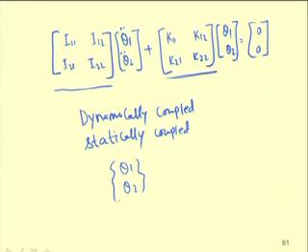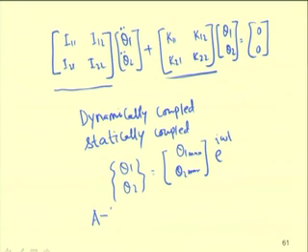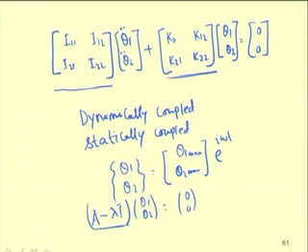So, to find the solution of the system, one can assume theta 1, theta 2 to be theta 1 max, theta 2 max into e to the power i omega t, and substitute in this equation. Then this equation will reduce to an eigenvalue problem, that is (A minus lambda I) times theta 1 theta 2 equal to 0. So, solving this eigenvalue problem, A minus lambda I equal to 0, one can find the frequency of the system, where lambda equals omega square.